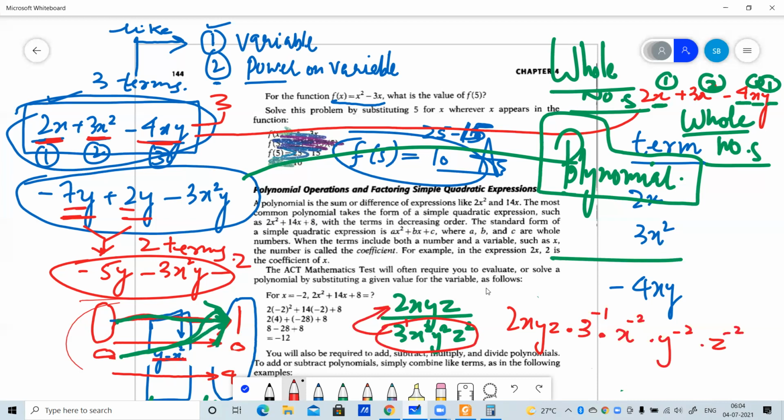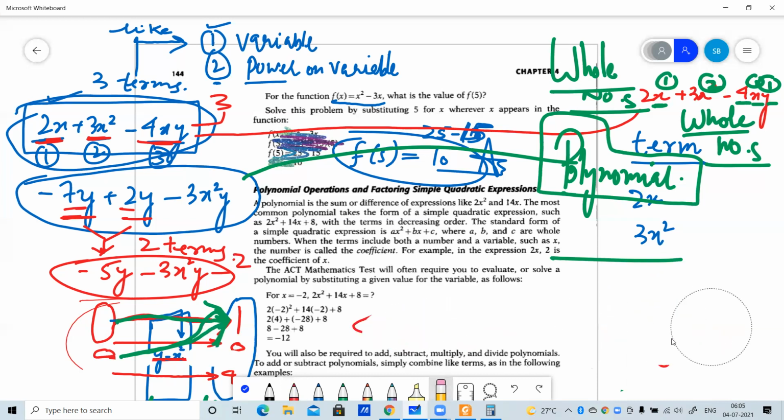I don't quite understand this part. Yeah. Okay, 1 second. I'll just give an example.